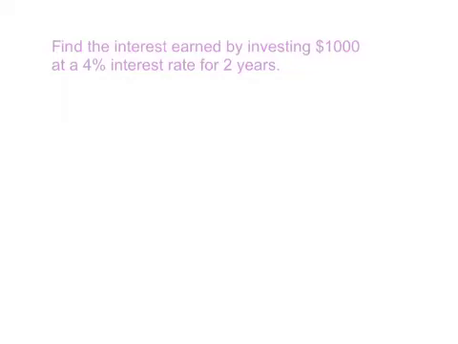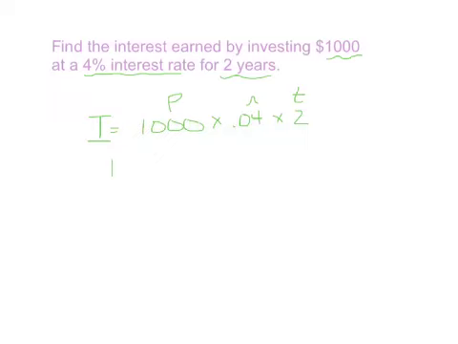For example, I have a problem. The problem states, find the interest earned by investing $1,000 at a 4% interest rate for 2 years. If I'm looking for the interest, the principal, the amount I'm investing, is $1,000 at a 4% interest rate, so I'm going to multiply it by 0.04. You'll notice I turned it into a decimal, for 2 years. So this is the principal, this is the rate, this is the time. 1,000 times 0.04 would be 40, times 2, so the interest will end up being $80.